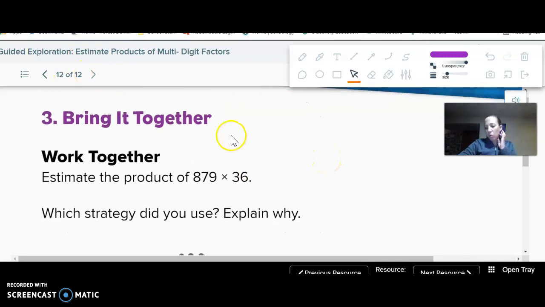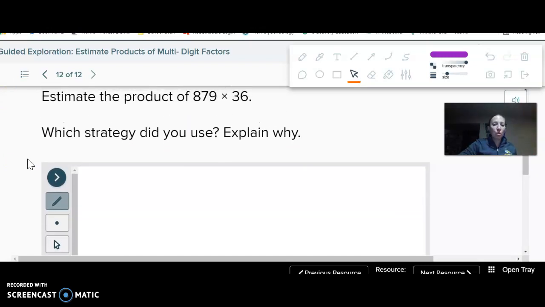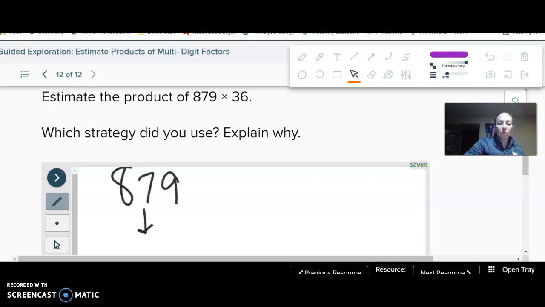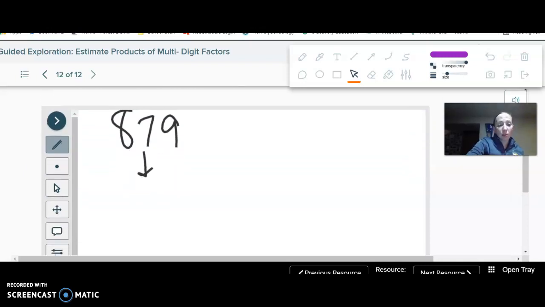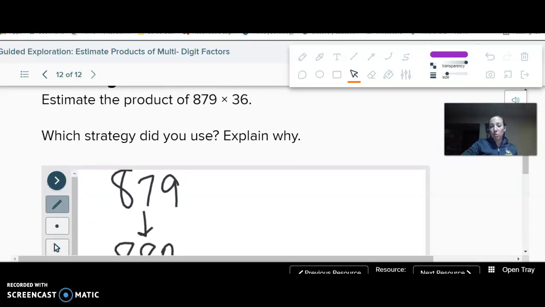All right, so we're going to do a practice here, 879 times 36. I want to show you that there's sort of two different options for what you round to. If I have 879, I could round that to a couple of different things. I could either round it to 880, or I could round it to 900, depending on if I round to the tens place or the hundreds place. Either one is fine. It's just going to affect how close my answer is to the actual one.